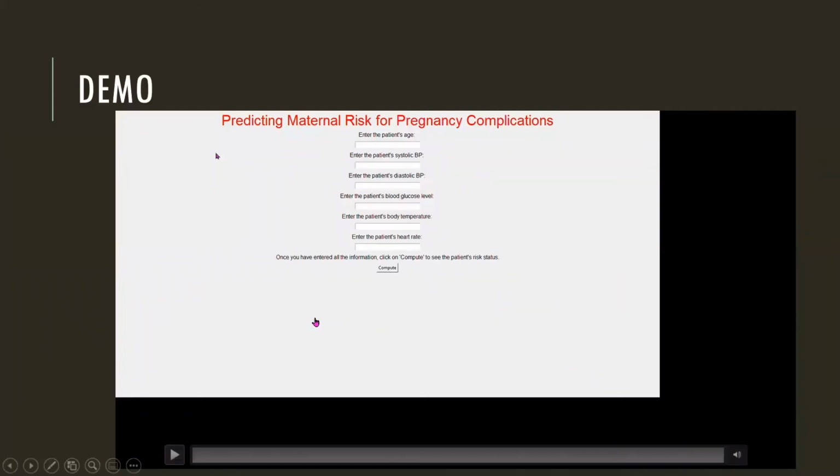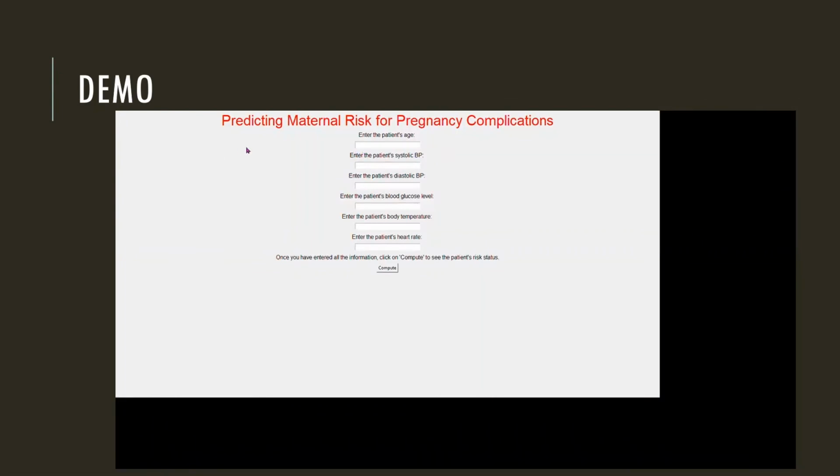So if we look here, I have a demo. Essentially the user will enter all the information: the age, the blood pressure, the glucose level, their temperature, as well as their heart rate. And once the user is done doing all of that, they'll be able to click on compute and see the risk group that the patient falls under. In this situation, we see that this specific patient falls under the high risk group.